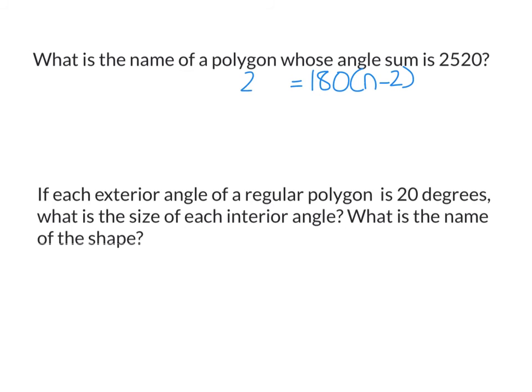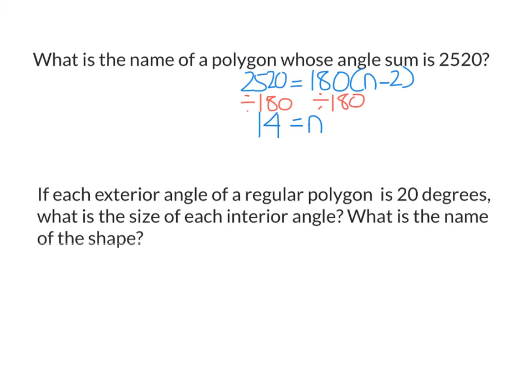So I'm just going to replace A with that. Let's go ahead and solve this equation. First thing I'm going to do is divide by 180. Because what's being done here, we're timesing 180 by the brackets. The way you undo timesing 180 is dividing by 180. So 2520 divided by 180 gives me 14.